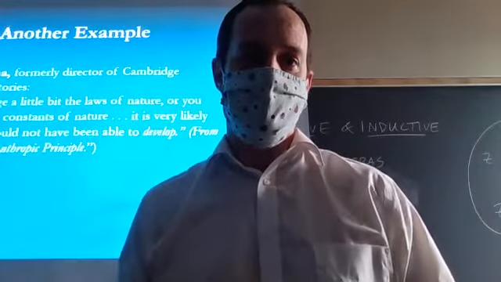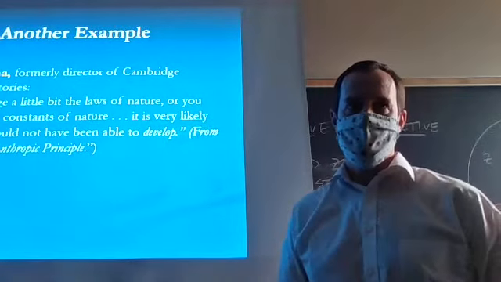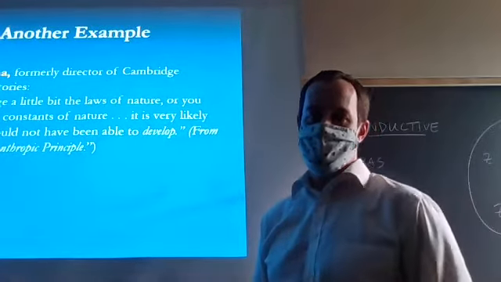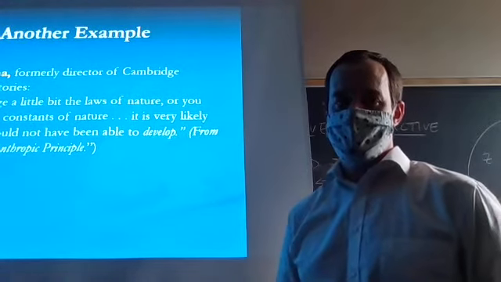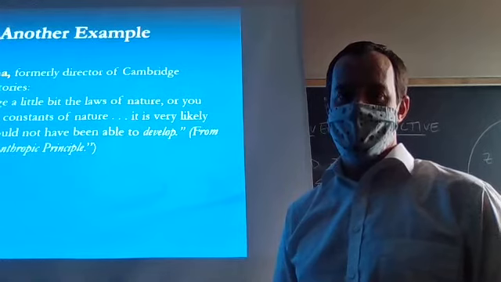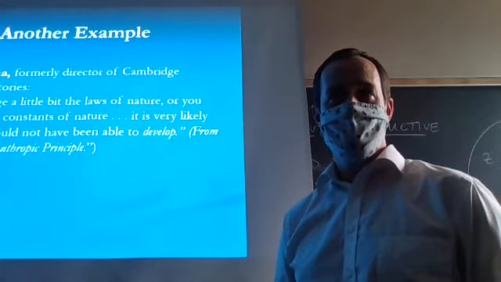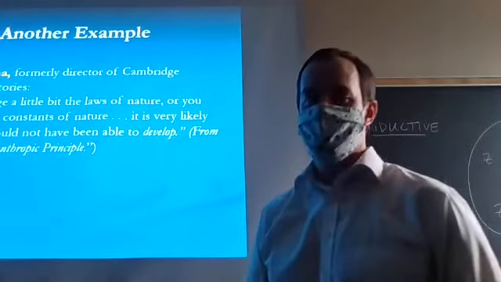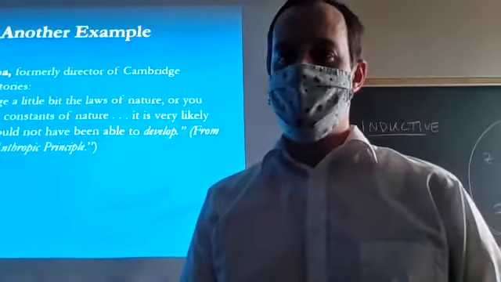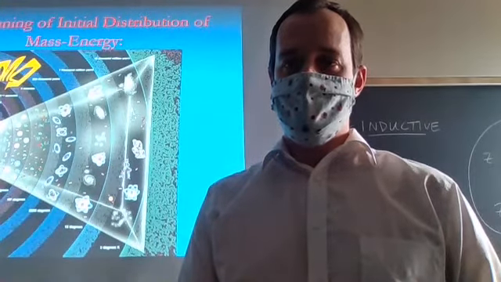Here's another example from Dennis Sciama, a very famous cosmologist. "If you change a little bit the laws of nature, or you change a little bit the constants of nature, it is very likely that intelligent life would not have been able to develop." Again, the question: why is everything so precisely calibrated for embodied conscious life to exist, life of the kind that we represent? Again, the fine-tuning of the initial distribution of mass energy.